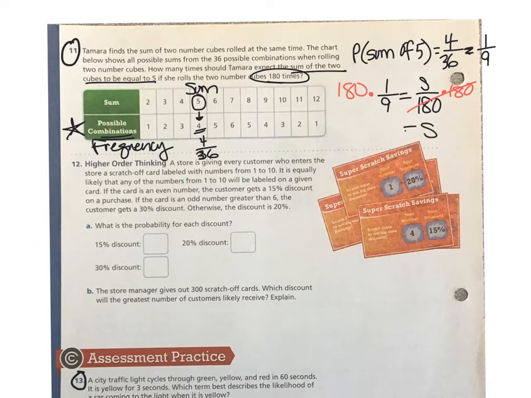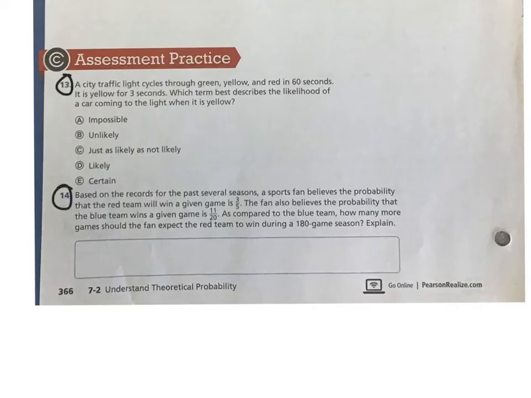And that sum is going to be equal to 180 times 1 divided by 9, which is 20 times. So she should get a sum of 5 on those two number cubes 20 times out of 180 rolls of the number cubes. Two more problems to go.